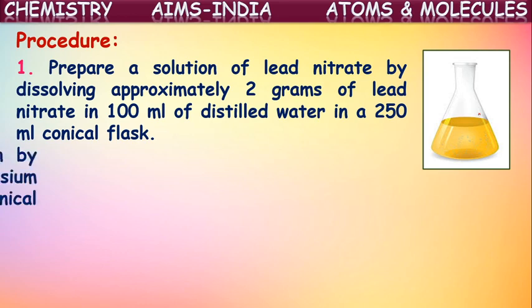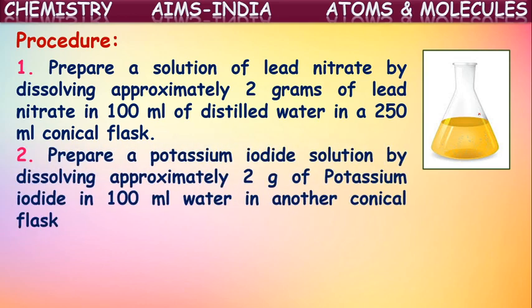Now, in the same way, you have to prepare in another conical flask. Take 2 grams of potassium iodide and dissolve it in 100 ml of distilled water in another conical flask. So it forms a solution of potassium iodide.